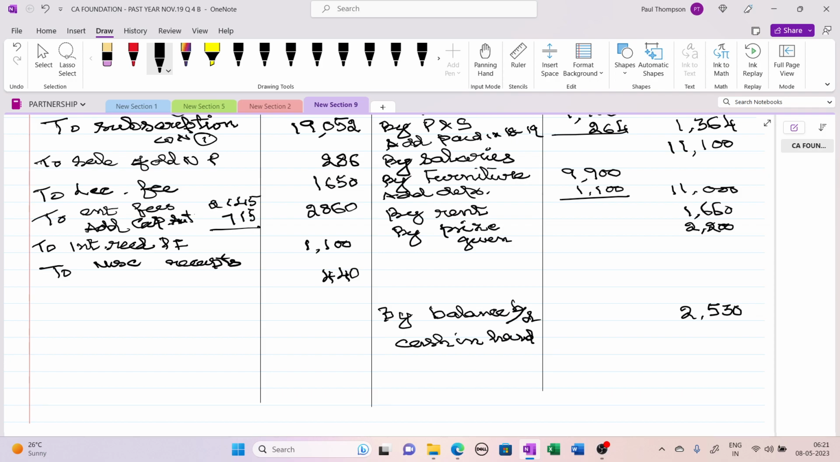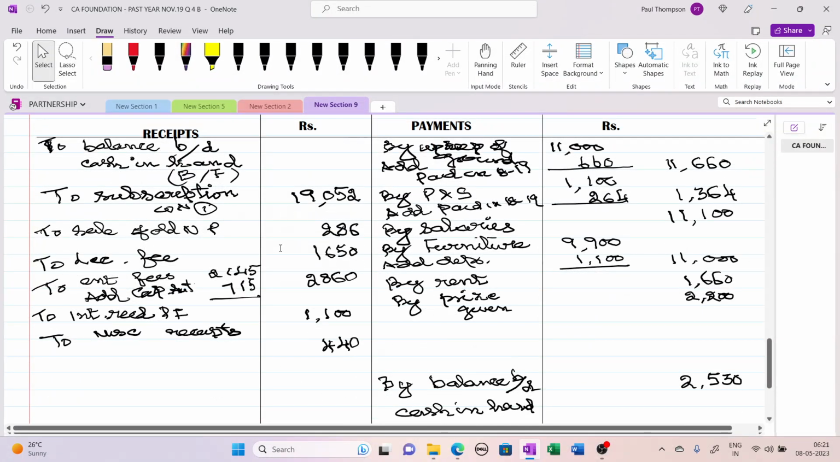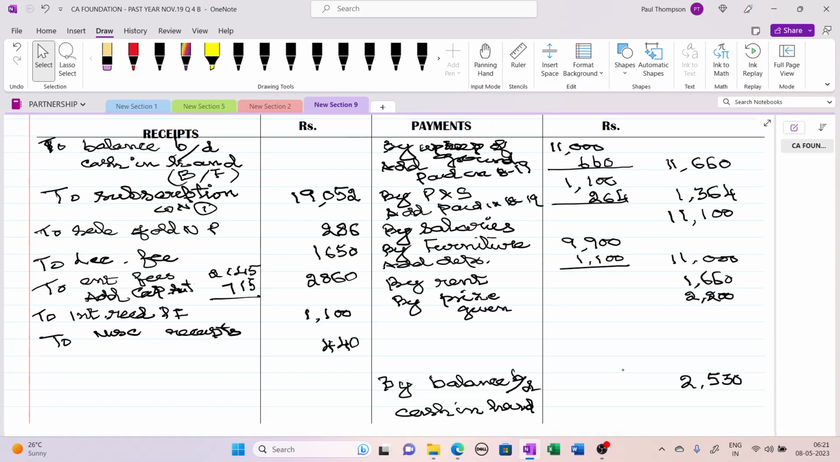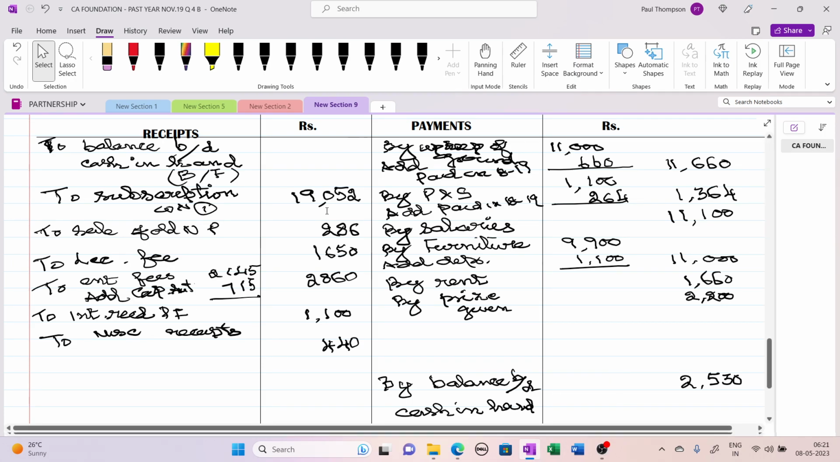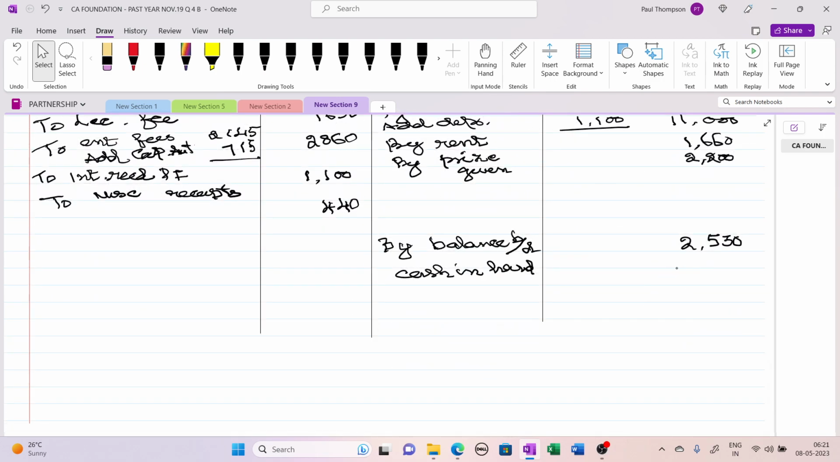This 11,660, 1364, 11,100, 11,000, 660, 2200, 2530. The total comes to 41,514. So the total I am copying to this side, 41,514.